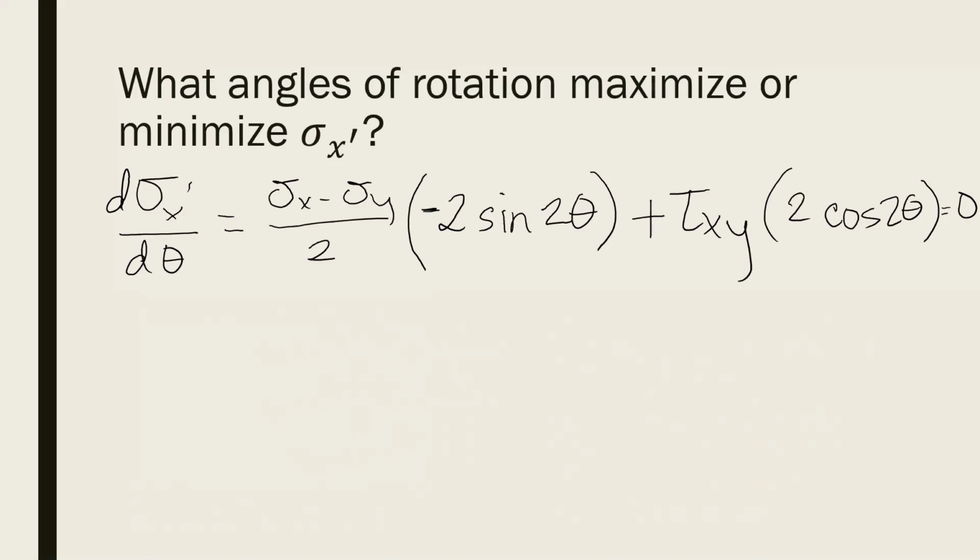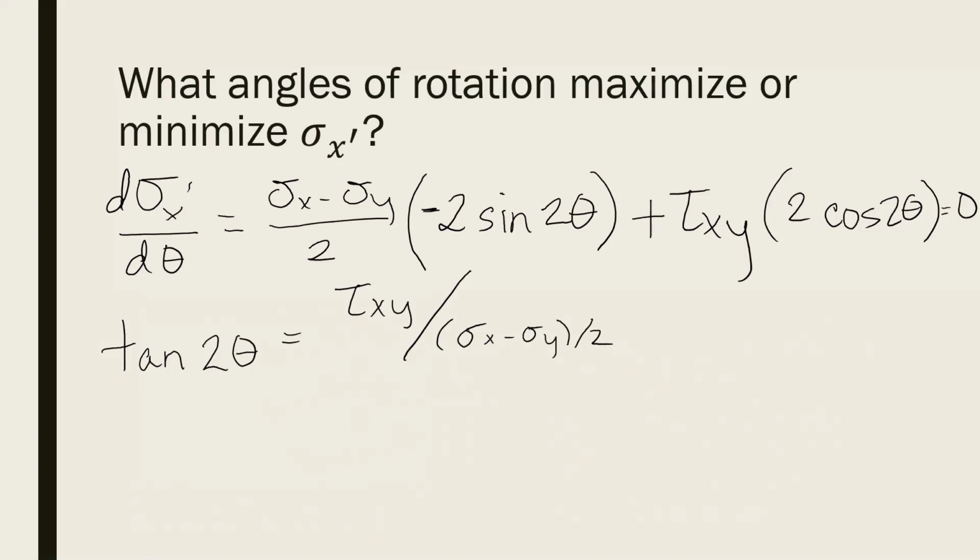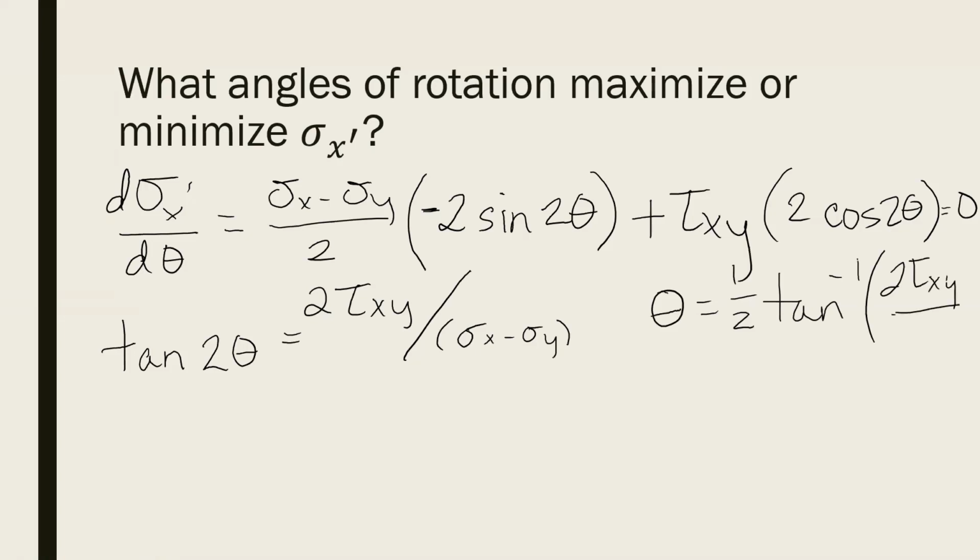And from this, we can determine that the tangent of 2 theta is equal to tau xy divided by sigma x minus sigma y over 2. Or I can take that 2 and put it up top and say 2 tau xy divided by sigma x minus sigma y is equal to tangent of 2 theta. And if I want to solve for theta, that then becomes 1/2 the inverse tangent of 2 tau xy over sigma x minus sigma y.